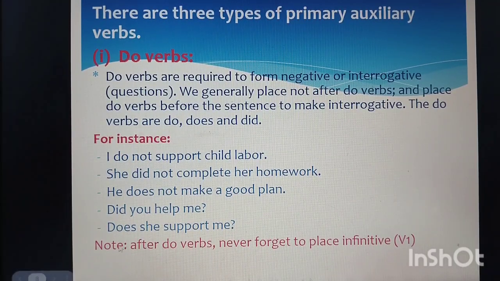Does she support me? Note, after do verbs, never forget to place the infinitive verb 1. Remember that after do, does, did, and after negatives like that, you need to put verb 1 infinitive. You can see here verb 1: support, complete, make, help, support. After do, does, did, you have to put the infinitive or verb 1 in the sentence.